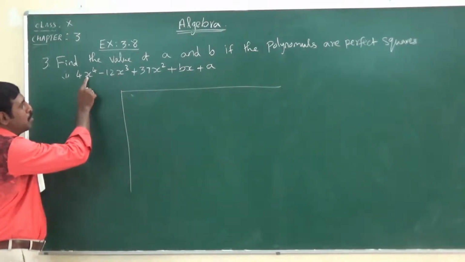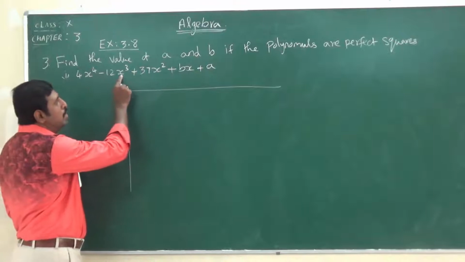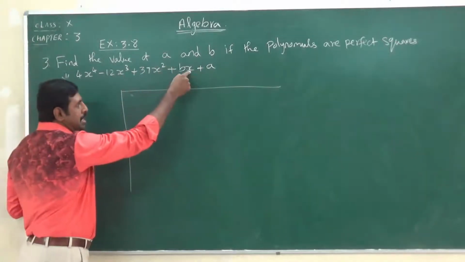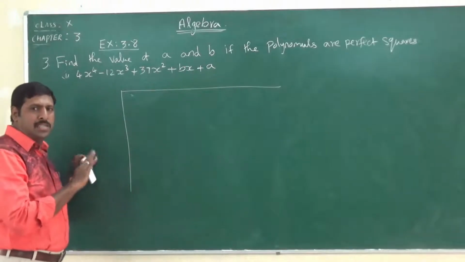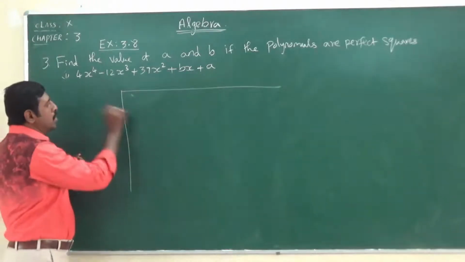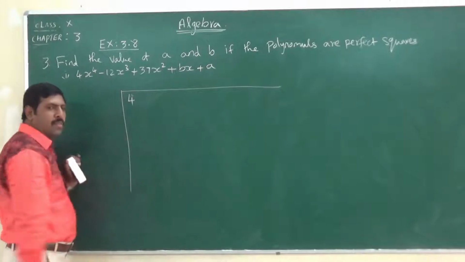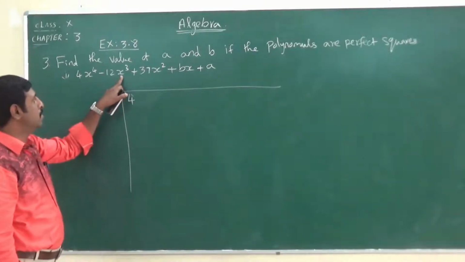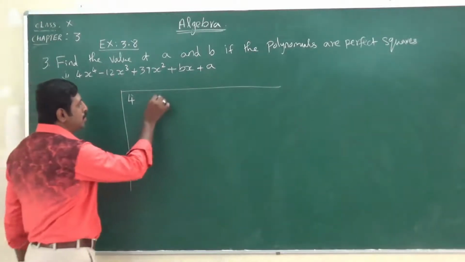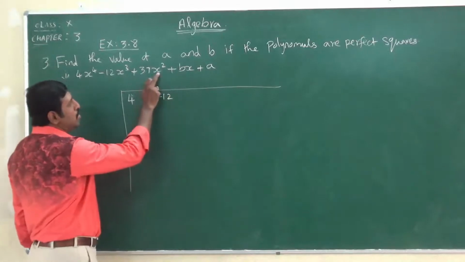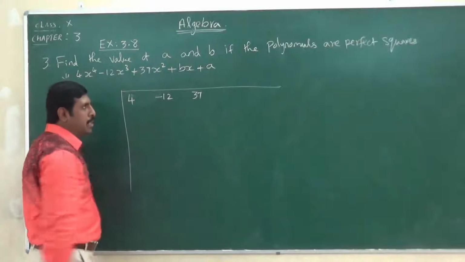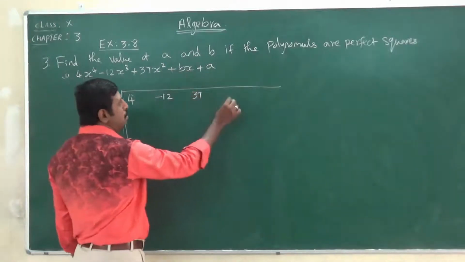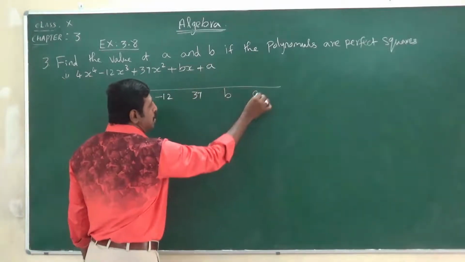See, here we have x power 4, here we have x cube, and then x square, and then x, and then the constant term. So the given expression is in the standard form. So first, the coefficient of x power 4 is 4. The coefficient of x cube is minus 12. And then the coefficient of x square is 37. And then the coefficient of x is b, and the constant term is a.